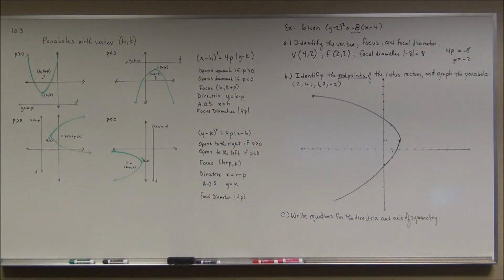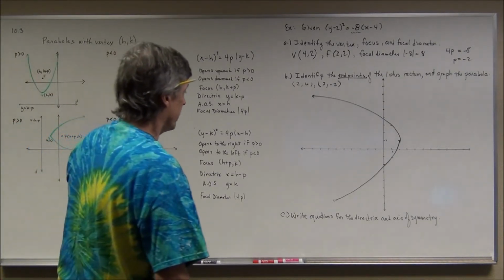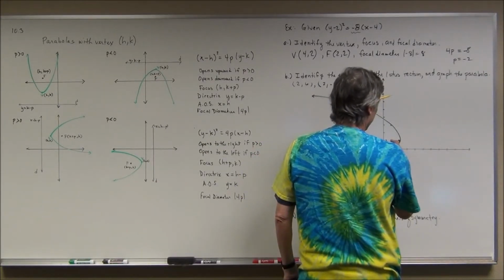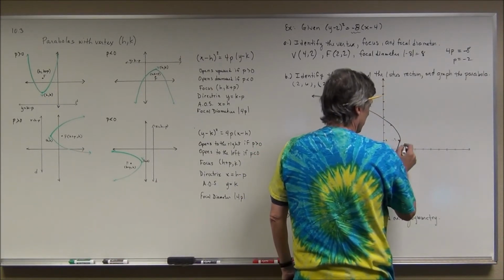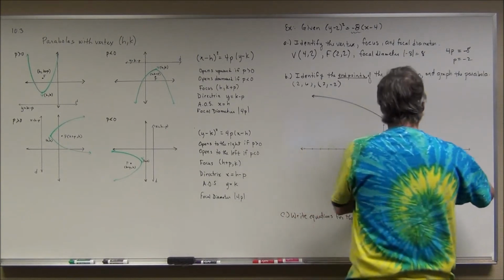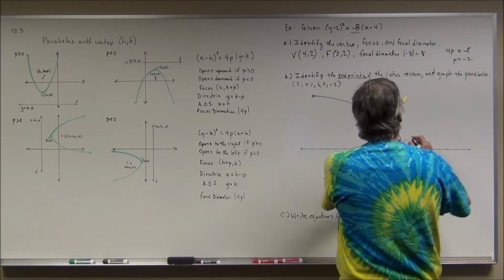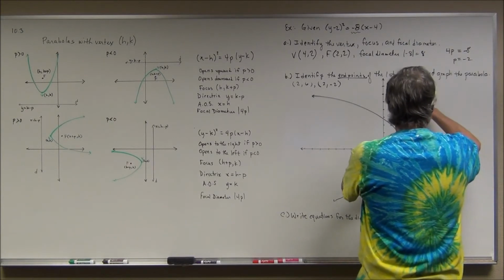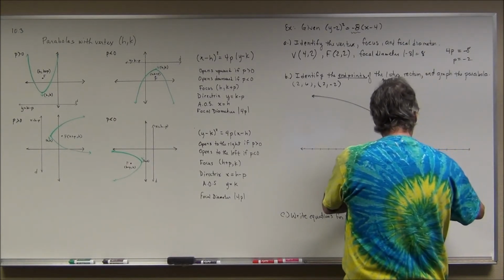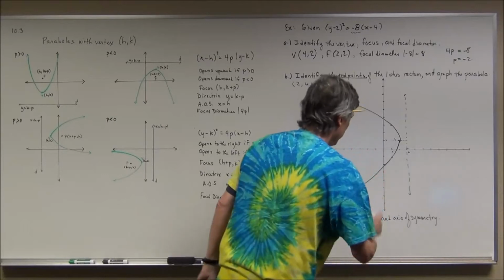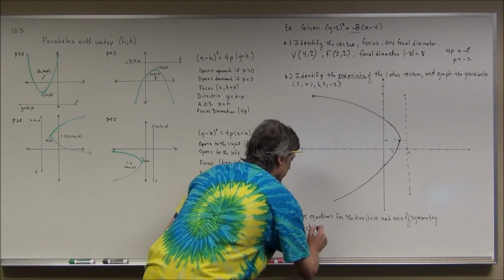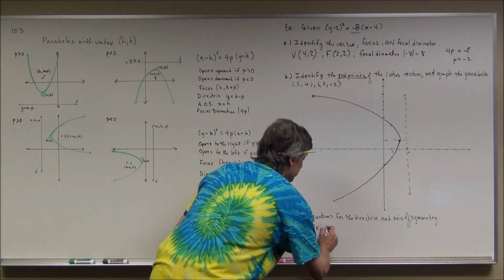That could be worse. Also, it says at the bottom here, write the equations for the directrix and the axis of symmetry. Well, the directrix, remember the focus was right here. This was a value of 2. So I'm going to go 2 to the right here, which is at 6. And I'm going to have the vertical line here be my directrix. And that vertical line would be x equals 6.